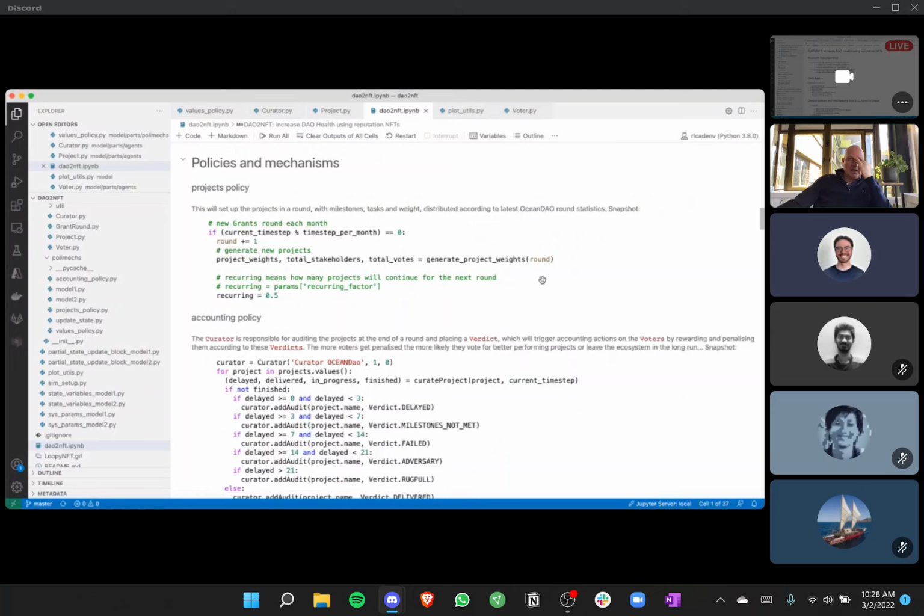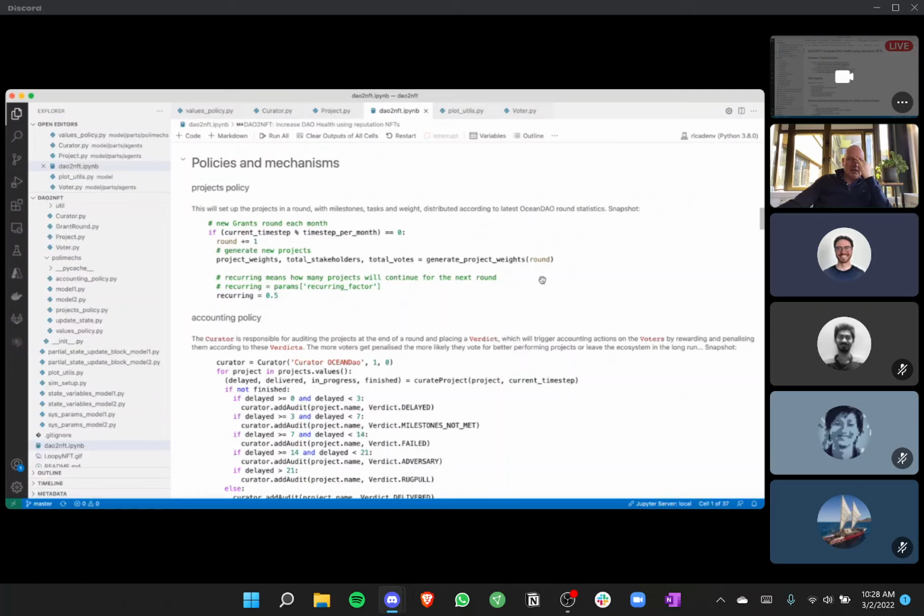I modeled the projects as objects, which are quite heavy on memory. So basically, this is a project class, and a project of course consists of milestones. Milestones consist of tasks, and tasks also have a weight, and they have team members attached to them. So I modeled projects, milestones, tasks, and team members in this file, project.py.